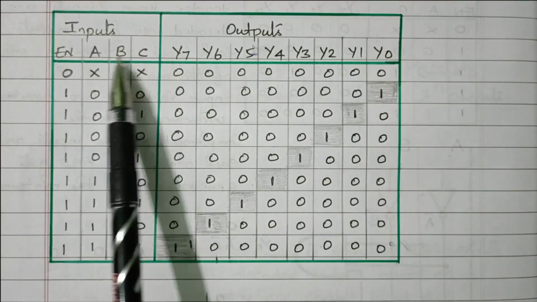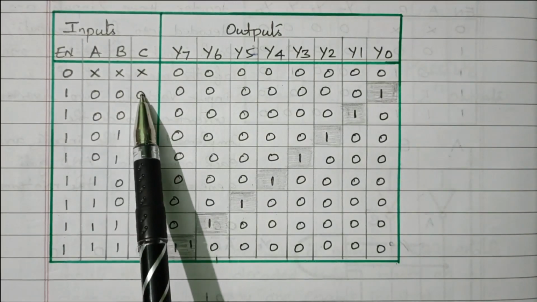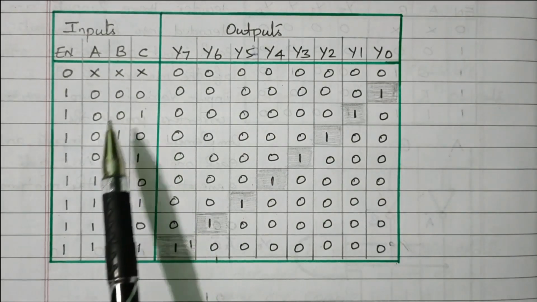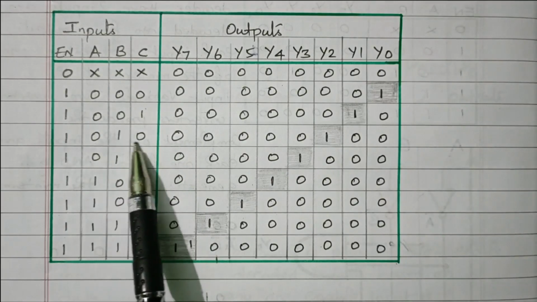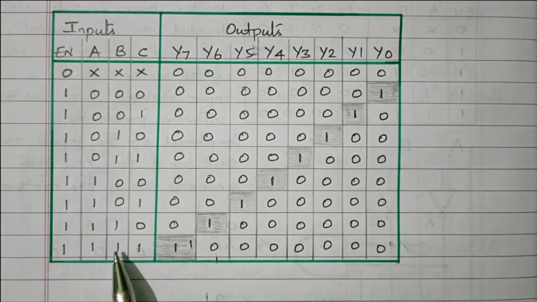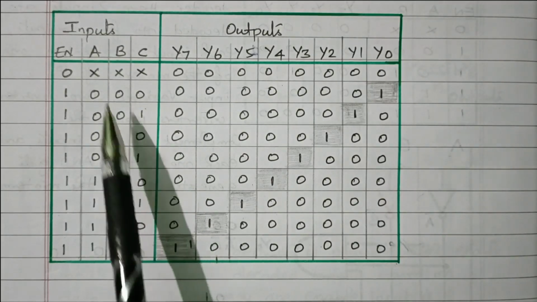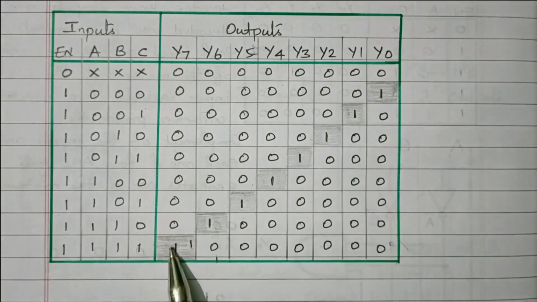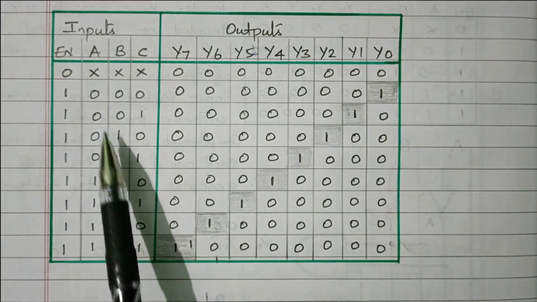Because of 3 inputs, there are 2 to the power 3, that is 8, possible combinations available: 0 0 0, 0 0 1, 0 1 0, up to 1 1 1. We know that, right? 3 digits, 2 to the power 3, 8 combinations. Based on these 8 combinations, we are getting 8 different outputs. We will see one by one.